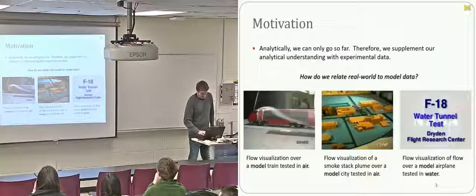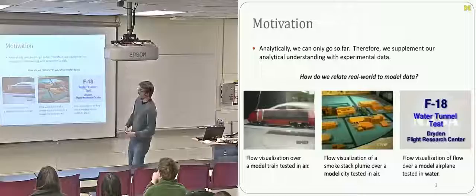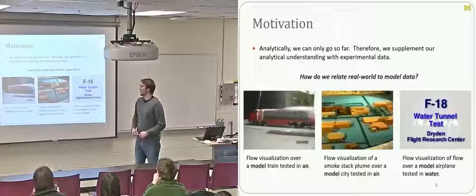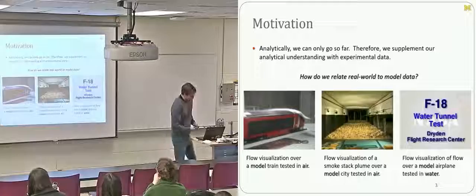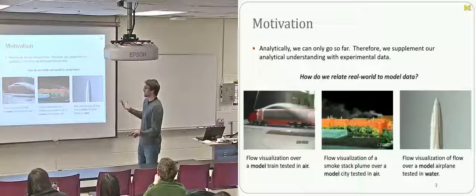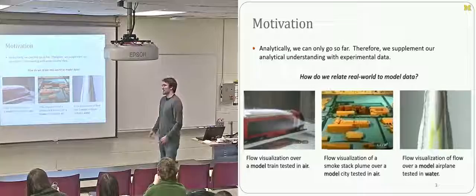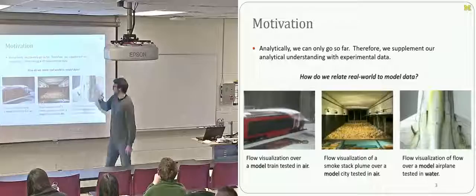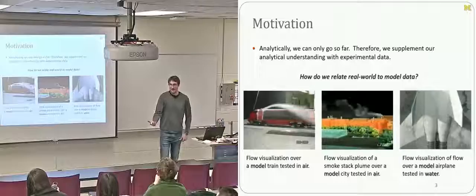So, for example, things as simple as streamlines or streak lines over road vehicles, air quality testing involving the dispersion of pollutants and smokestacks over giant model scale cities, to things like the aerodynamic analysis of high-speed aircraft. And what's interesting about these is that they all look like the systems that they're supposed to represent, right? Looks like a train, looks like a city, looks like a plane, but they are distinctly different in the sense that they are much smaller, and in water instead of in air, right? And so there's a theory behind why we can actually do this, why we can take something that isn't what we're studying and still get scalable results.